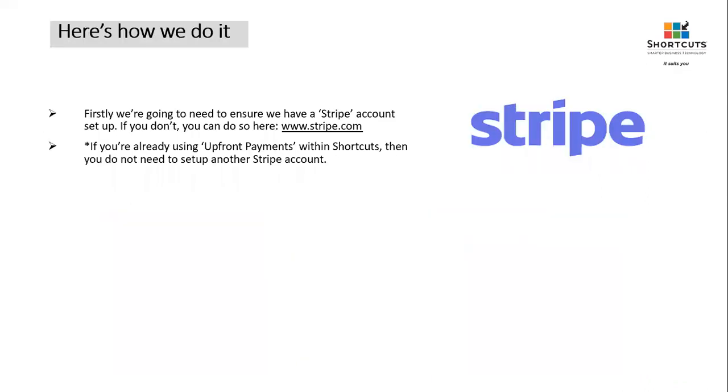So how do we do it? Firstly, we need to ensure we have a Stripe account set up. If you don't, you can do so at www.stripe.com. Stripe is basically just a payment provider. If you're already using upfront payments within Shortcuts, then you do not need to set up another Stripe account. If you're purely watching because you're interested in cancellation fees, not a problem.